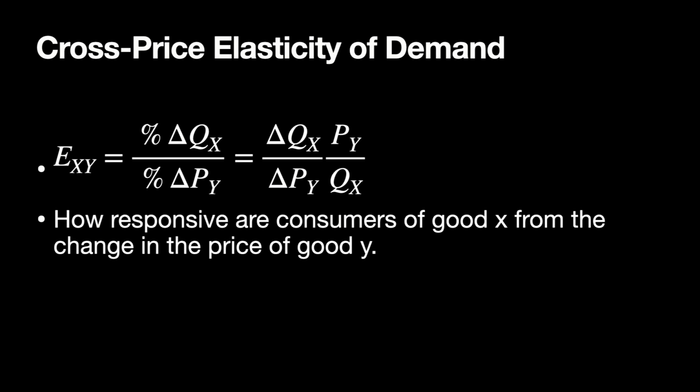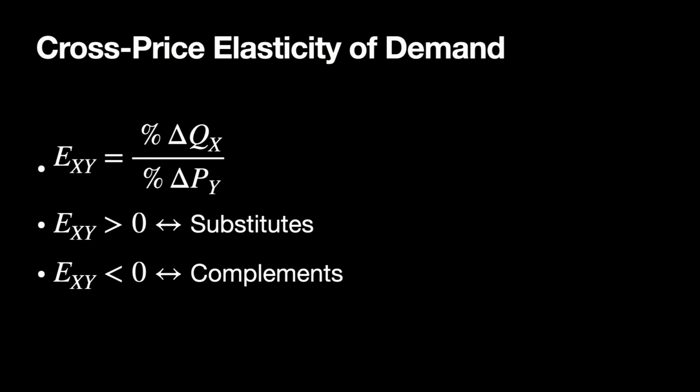What you need to know is the cross-price elasticity of demand between Coke and Pepsi. Cross-price elasticity of demand is equal to the percent change in quantity demanded for one good, good X, over the percent change in the price of another good, good Y. For our example, good X would be Coke and good Y would be Pepsi. We are interested in how responsive Coke consumers are to a change in the price of Pepsi. If the cross-price elasticity coefficient is positive, then there is a positive relationship between the price of good Y and the demand for good X.